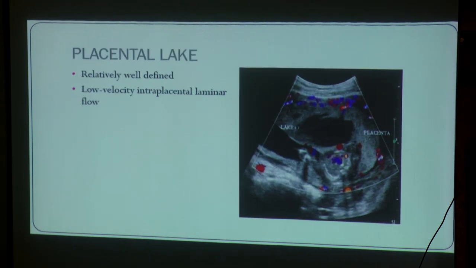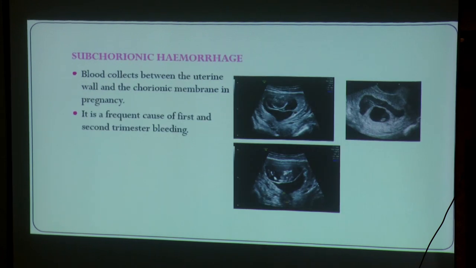This is a placental lake. It will be relatively well defined within the substance of the placenta. And the common cause of first and second trimester bleeding is this subchorionic hemorrhage. There will be blood collection between the uterine wall and the chorion.